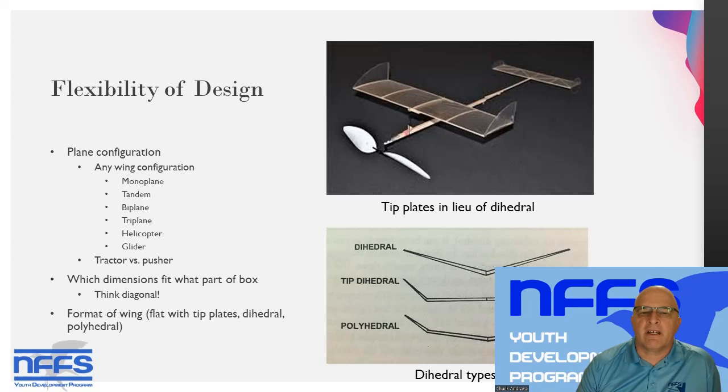And this is one area that requires some experimentation to see what works for you, and that's the format of the wing. You're going to have flat with tip plates, which is in the top photo here. That's typical kit design right now. Dihedral, tip dihedral, or even polyhedral. An ideal wing has an elliptical dihedral shape for stability. Each of the sharp bends in the wing produce a little bit of drag. So all of these, including the tip plate design, in some way approximate an elliptical wing shape.